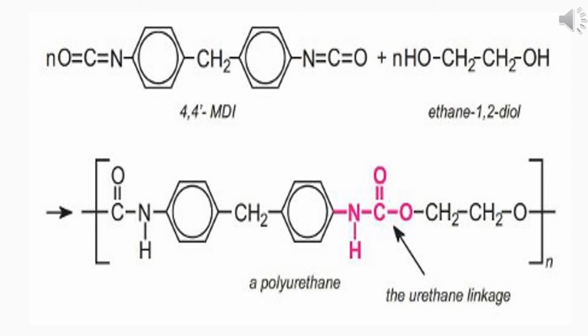The methylene diphenyl is from the 4,4' MDI, and the linkage is from the NHCO from MDI and CH2O from the diol. So this polyurethane is produced by this reaction.